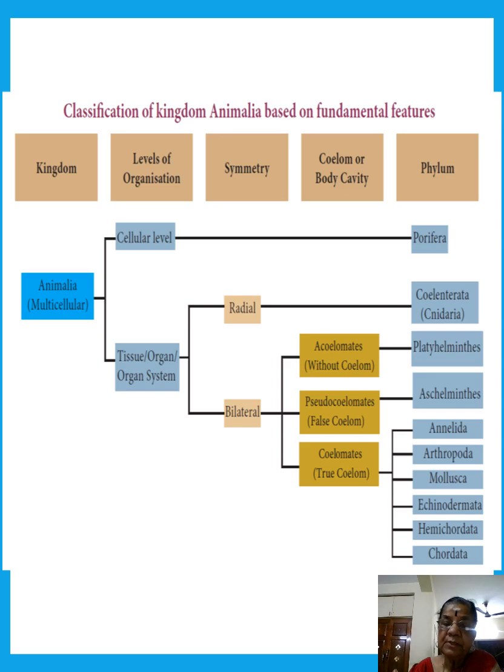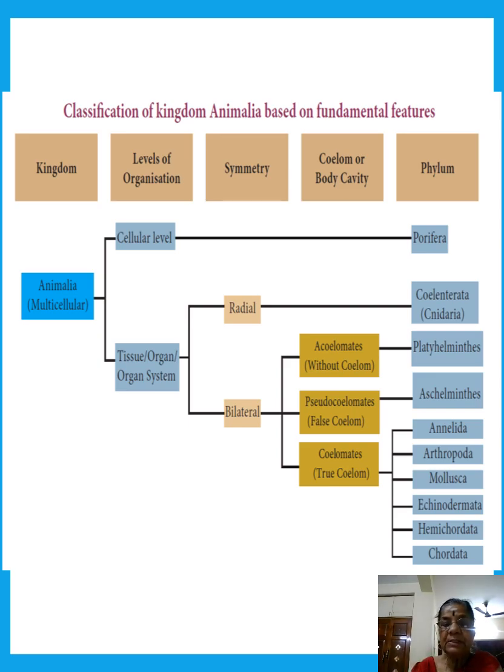Chordates are further classified into prochordates and vertebrates. Hemichordata, Cephalochordata and Urochordata come under prochordates. Then under Chordata, vertebrates will be included.